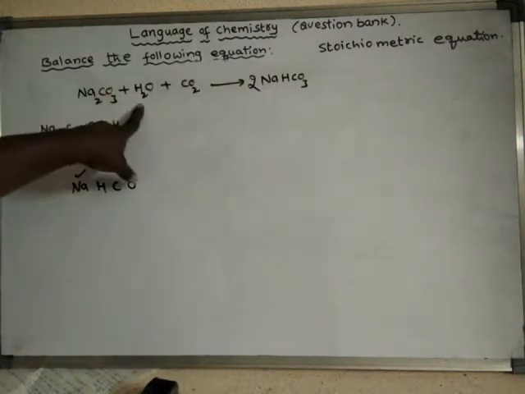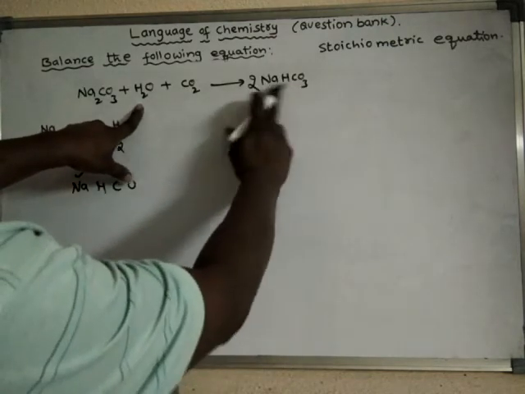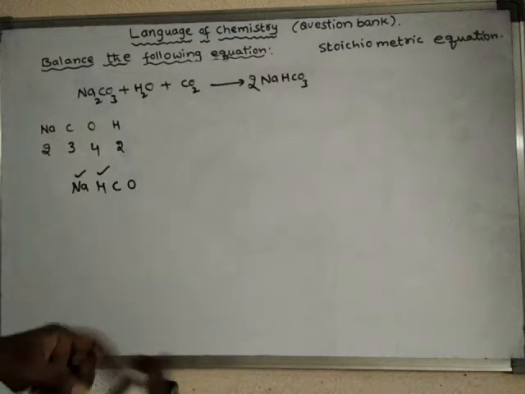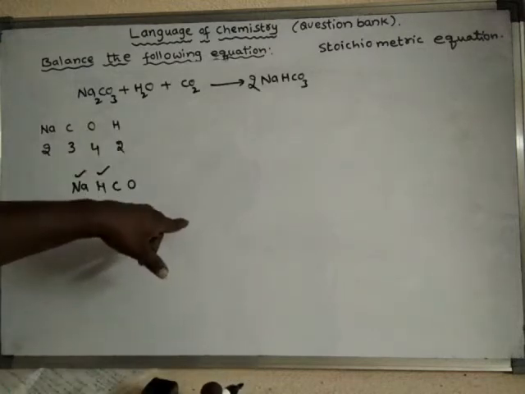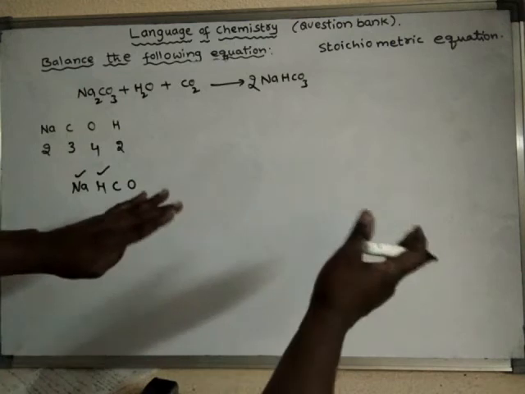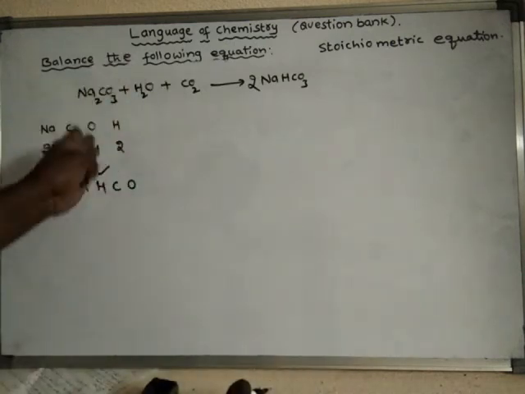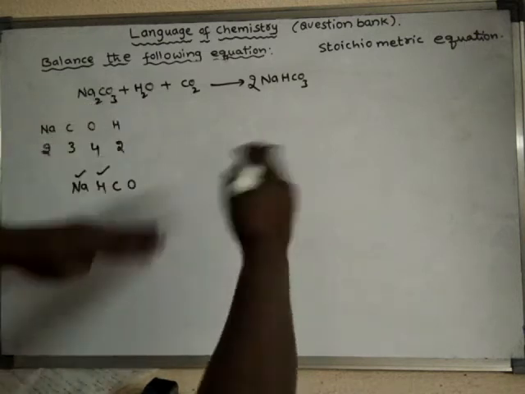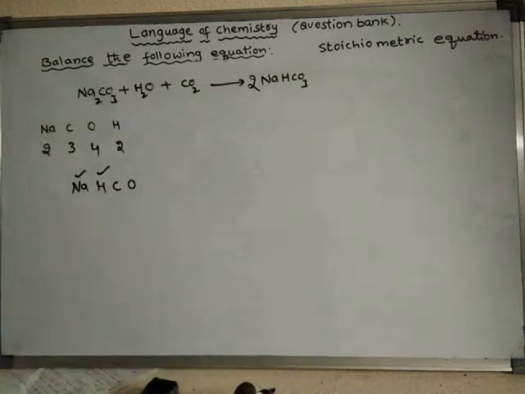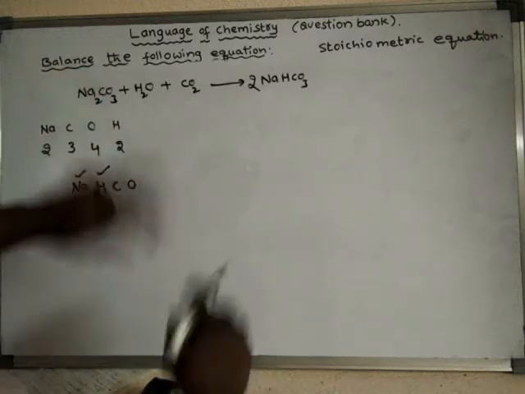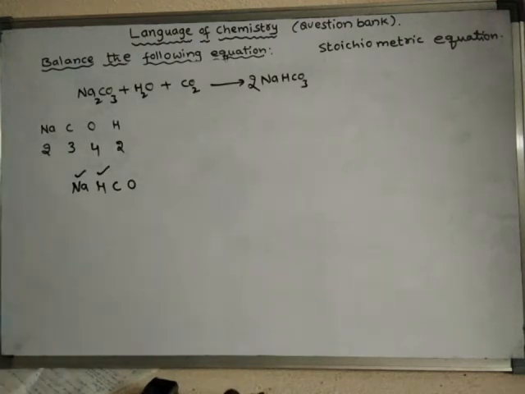Left side 2 hydrogen atoms. Right side also 2 hydrogen atoms. Hence it is also balanced. We have to check each and every element, whether the number is the same on both sides, that means towards the reactant side and towards the product side. If all elements are present in the same number on both sides, then it is said to be a balanced chemical equation.